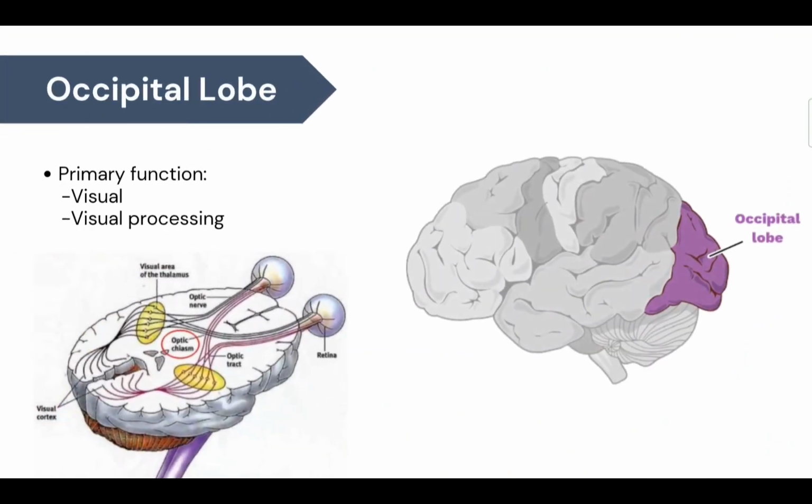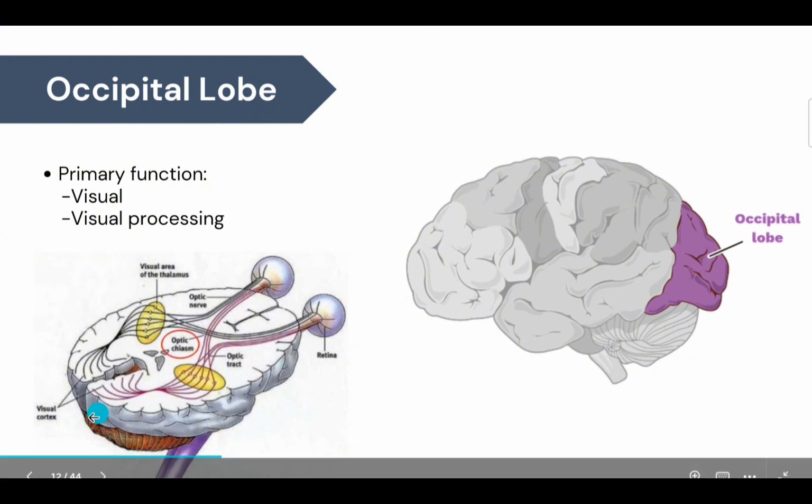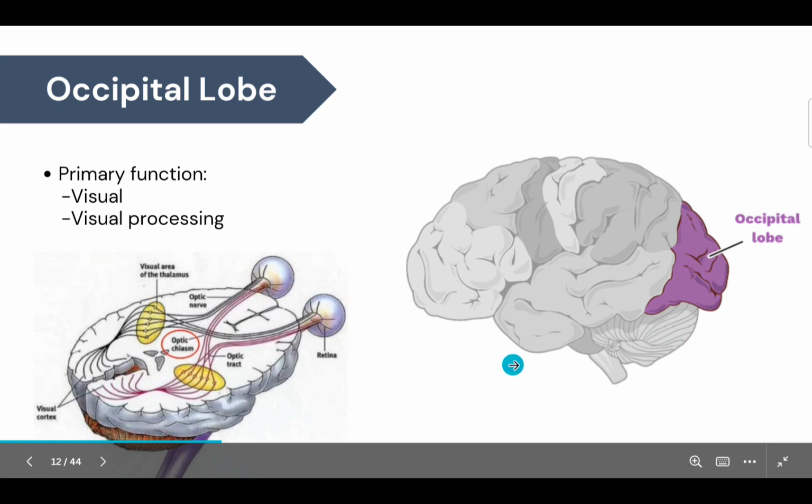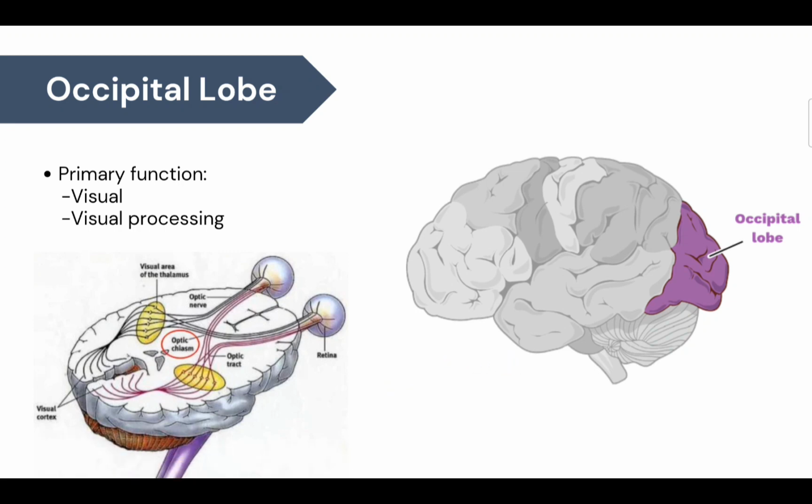And then next, the occipital lobe. I bet this one is the easiest one. It is for visual processing. As you can see, this is how our eyeballs are connected to the occipital lobe at the visual cortex, right? That is the primary function of the occipital lobe.